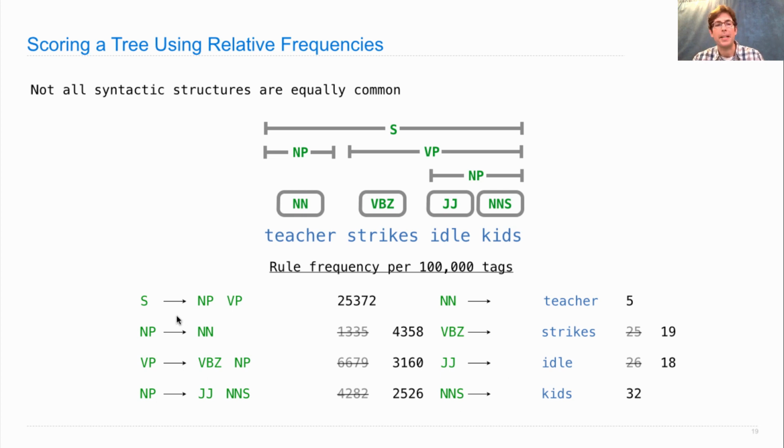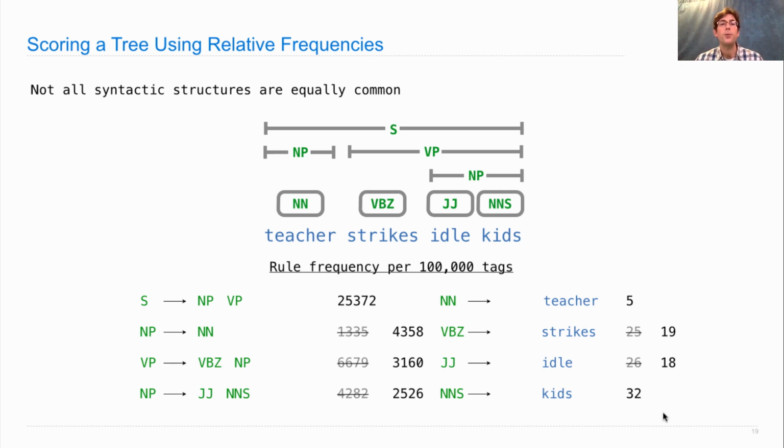In this case, we use a different set of rules. Some of them are the same, like S expands to NP VP, but many of them are different. In particular, we have different lexical categories for the words that are used, and we have different expansions. So we have a much more common way of expanding a noun phrase into just a single noun. That happens 4,000 out of 100,000 times. But we have a much less common way of producing the word idle, because it's more often a verb than a noun in the Wall Street Journal.